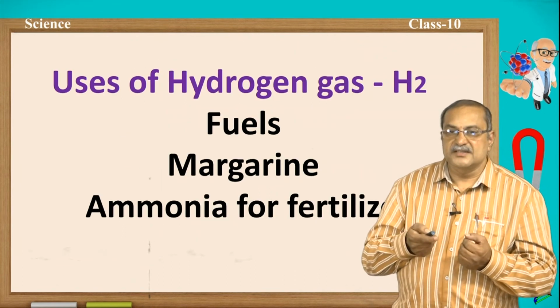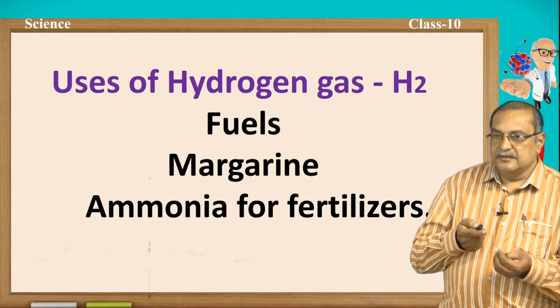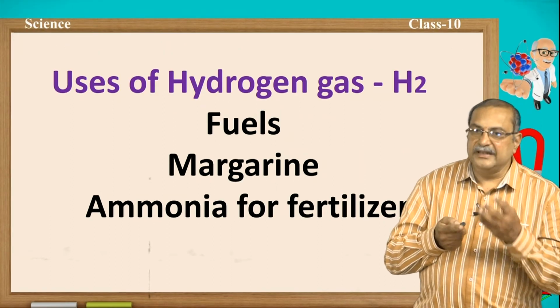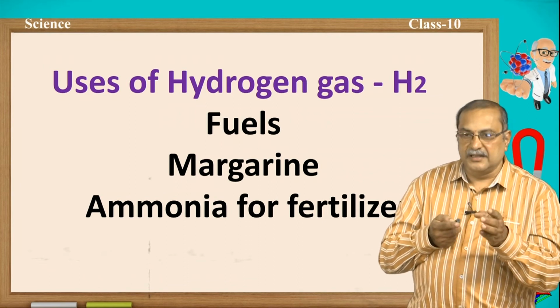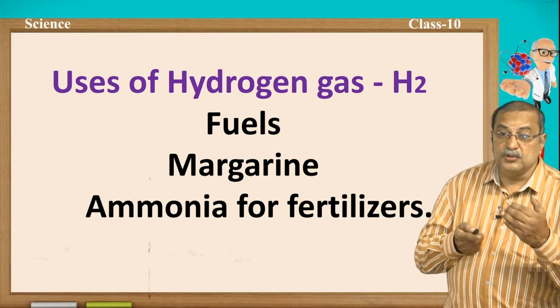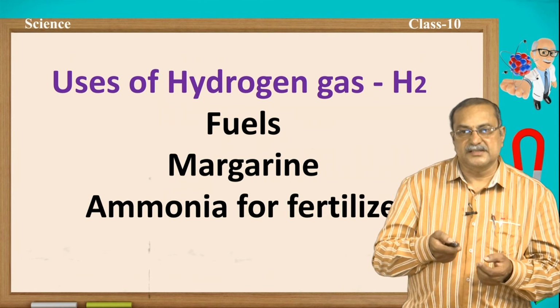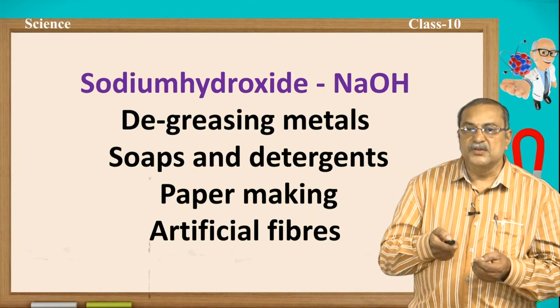uses of hydrogen gas. So, you might have seen hydrogen gas is used as fuel, because it is a combustible gas, that is why it is used as a fuel, and margarine is obtained by using this one. Margarine is an alternate for butter, it looks like butter, but it is not butter. Okay. Next, ammonia for fertilizers. So, they use this to produce the fertilizers which are helpful for agriculture. So, these are the products and they are very useful.